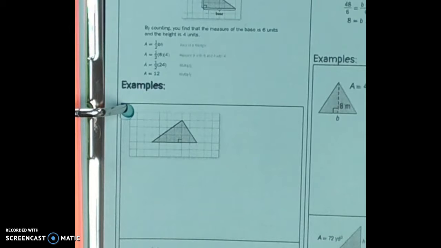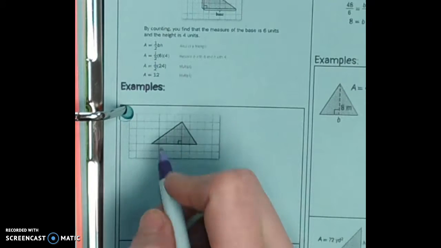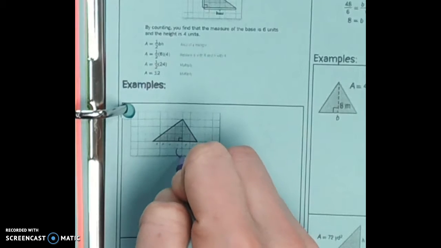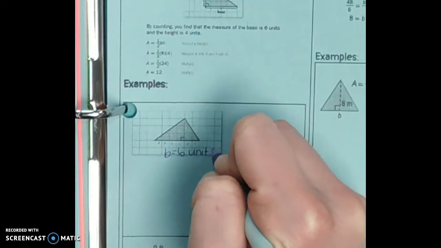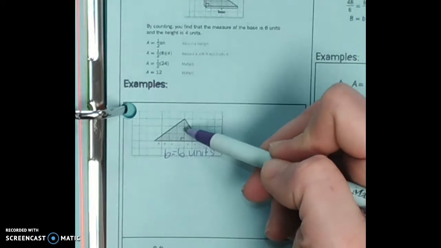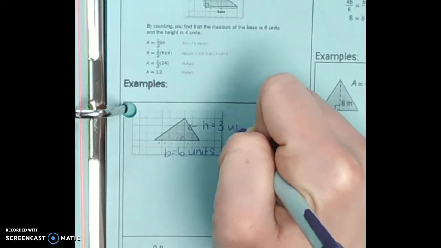Let's look down at our first thing. We have a triangle on graph paper. If you notice, it doesn't tell us the numbers, so we're going to have to count. 1, 2, 3, 4, 5, 6. So the base equals 6 units. And I know it's going to be labeled units because it doesn't have any label after it. So when it doesn't have a label, you're going to use units. Let's say the height. 1, 2, 3. So the height equals 3 units.